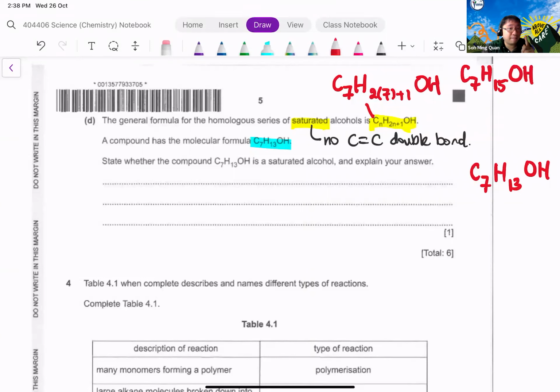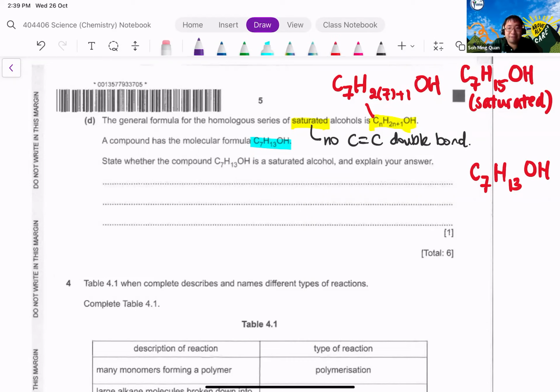It should be C7H15OH. Then this is saturated. But let's look at our compound. Do you think our compound is 15 hydrogen? Is it C7H15OH? No, right? The compound given to us is C7H13OH. So now, can you conclude? Is it saturated or is it unsaturated?